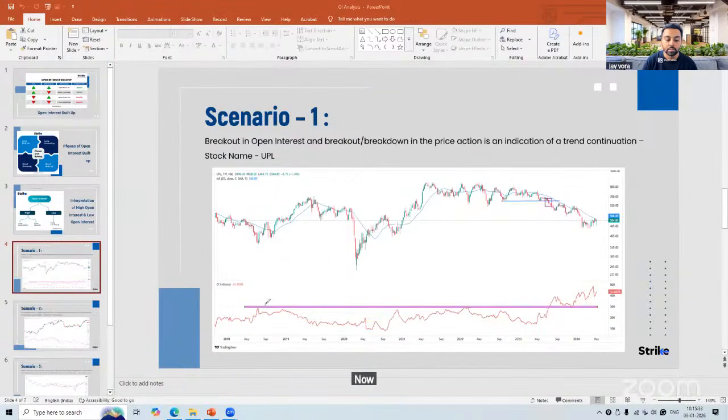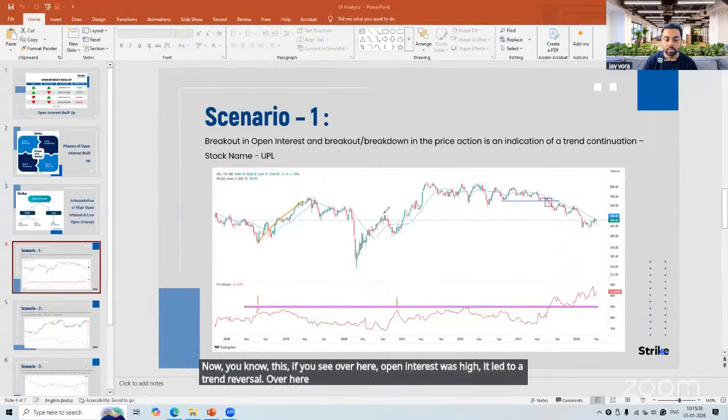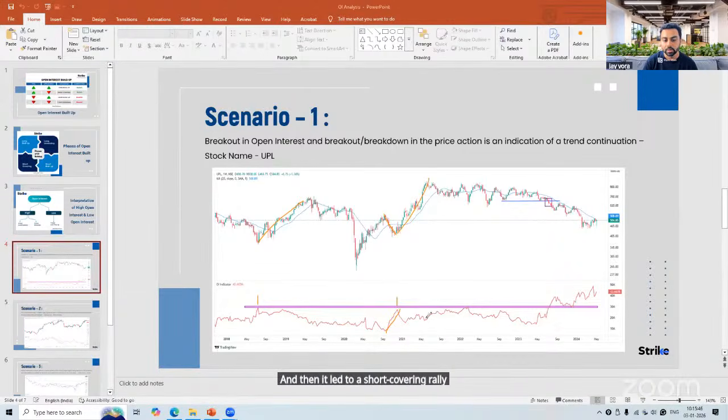Now, if you see over here, open interest was high, and it led to a trend reversal. Over here also, it was in this shorting where open interest was very high, and then it led to a short covering rally, and you saw the price play out that way.